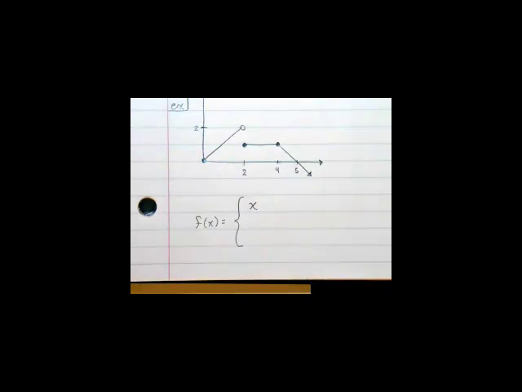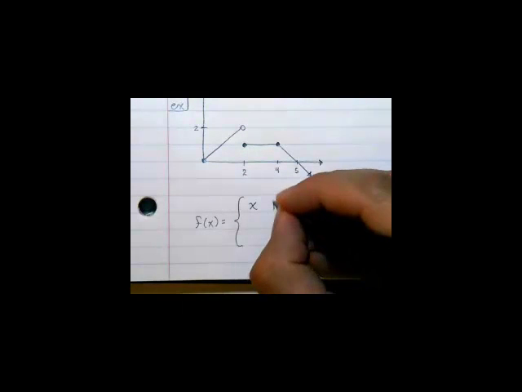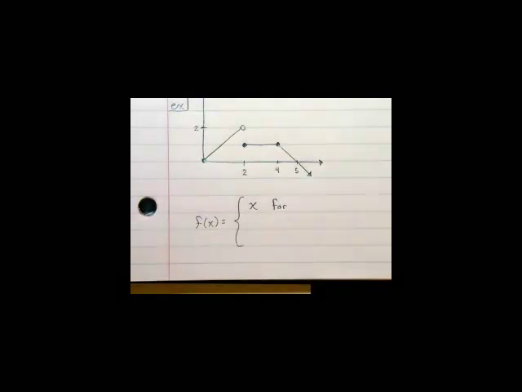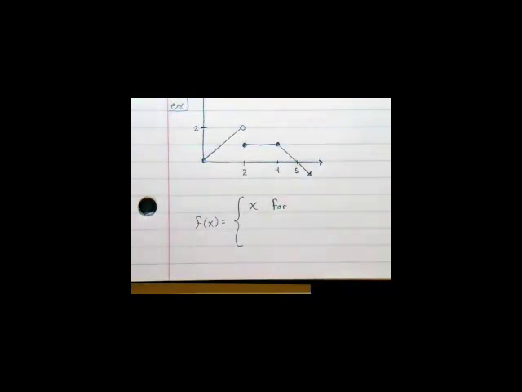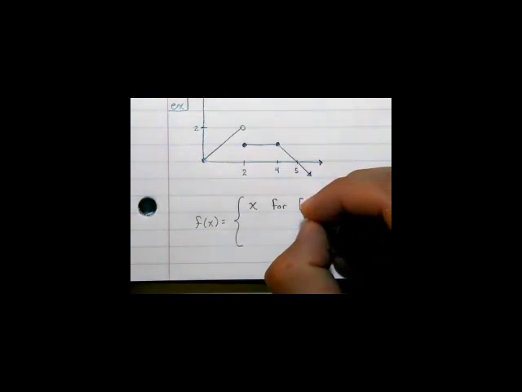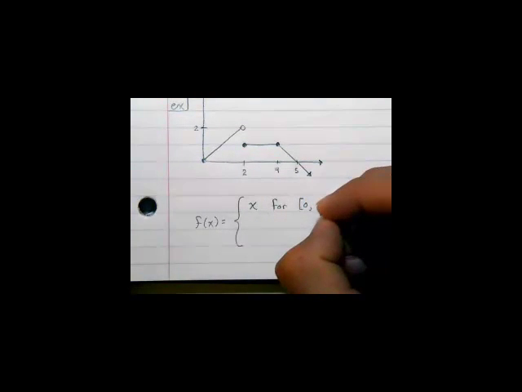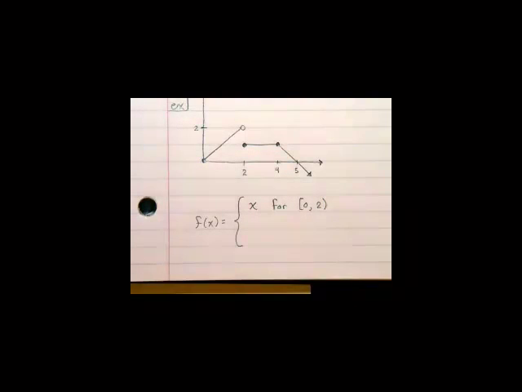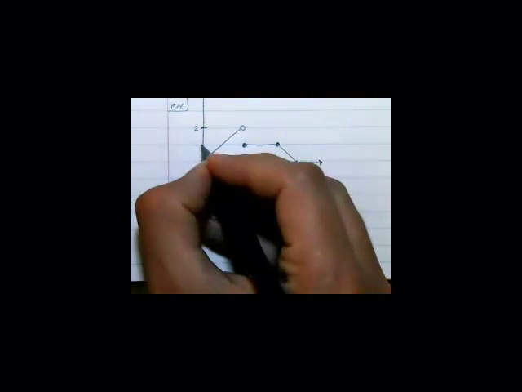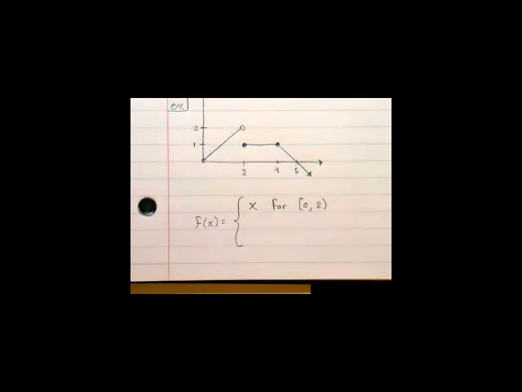So it's just x. Now, we also have to give it a domain, though. What x values is this piece defined for? So from what to what? Exactly. 0 to 2, not including the 2. So like that. That'd be the first piece. I better make sure you can see that part clearly.